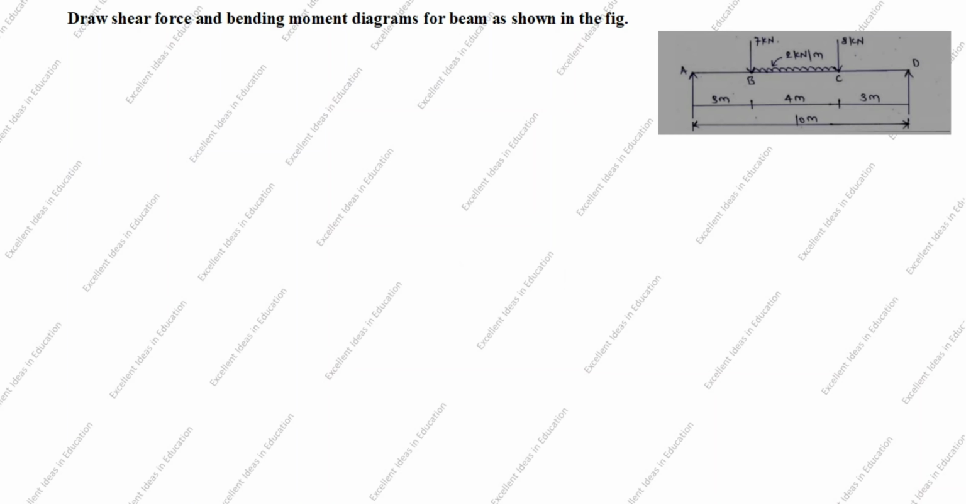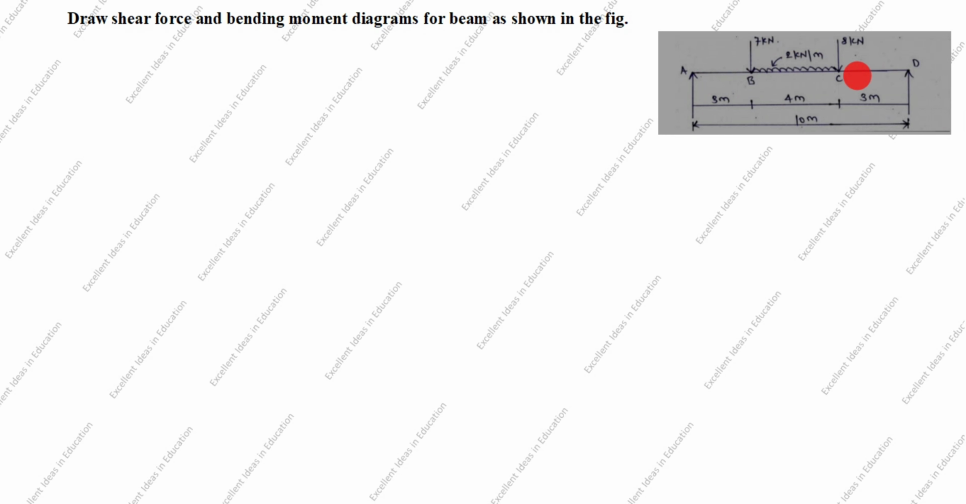Today we are going to solve this problem. Draw a shear force and bending moment diagram for beams as shown in the figure. You see in this figure, 4 point loads are given: A, B, C and D. One UDL is given between B and C.